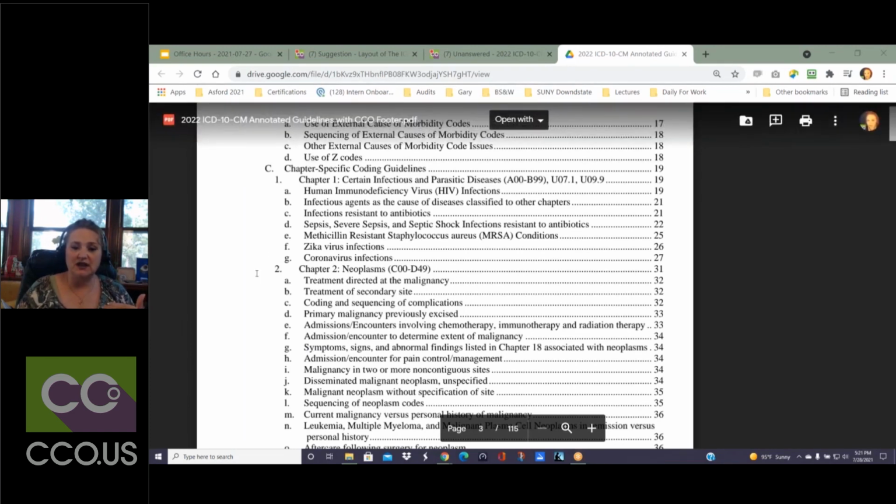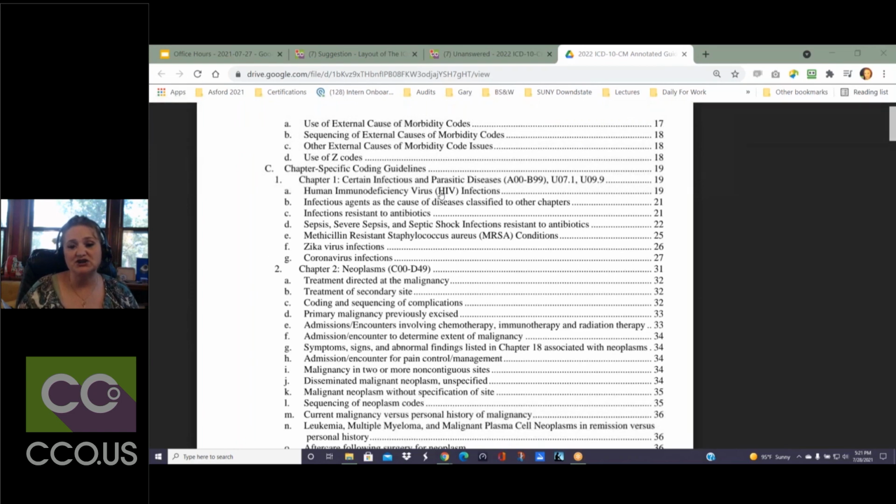So let's look at the A and B, how to code for HIV, specific guidelines. You don't want to give somebody AIDS if they're HIV positive, because HIV positive means they have the virus. AIDS is when they are symptomatic, when the virus has progressed to cause other problems. And there are specific guidelines on how to code that. You've got to be very in tune to that.